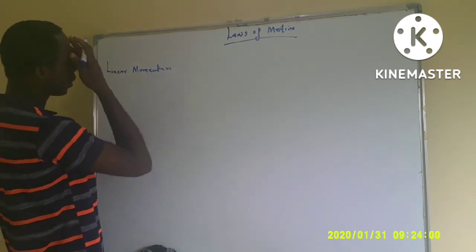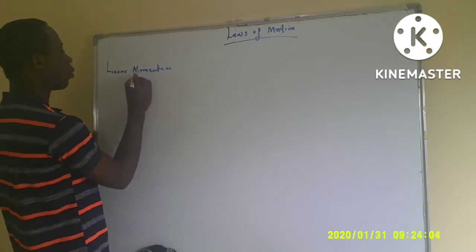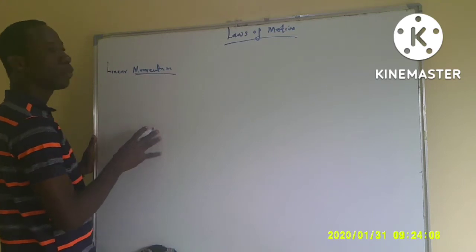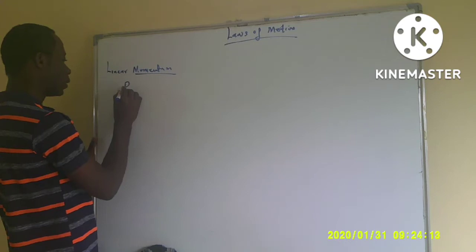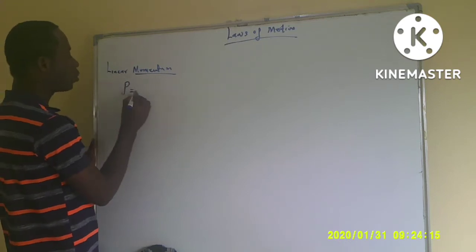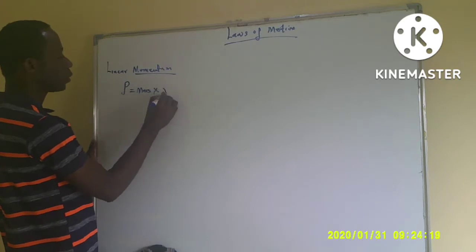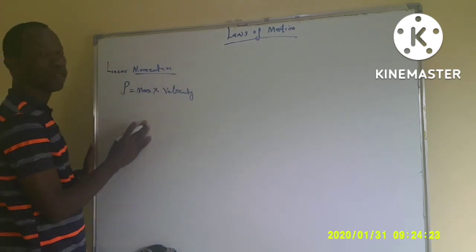So linear momentum, from the word linear, horizontal, momentum. The emphasis here is actually momentum. Momentum is represented by this symbol. It is a product of the mass and the velocity. Yes, momentum is a product of the mass and the velocity.